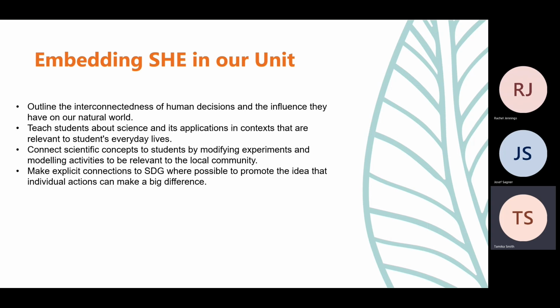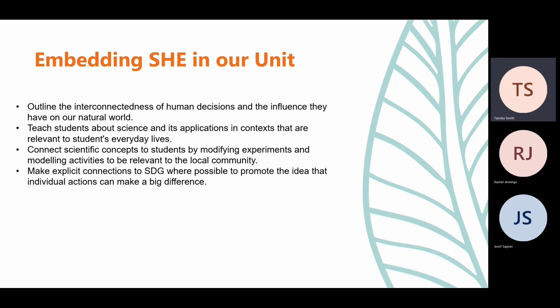Lesson 5 models the influence of erosion on the natural landscape. Erosion is both a natural process and can be influenced by human activity. Once again, dependent on the locality of the school, a relevant modelling activity should take place.